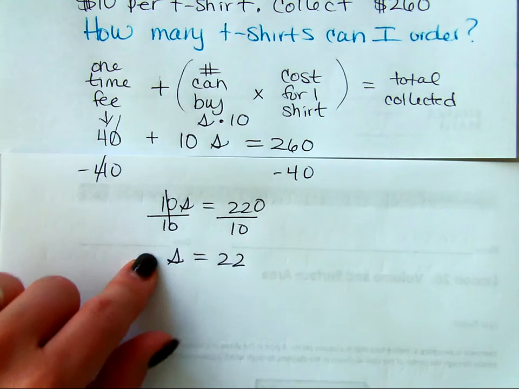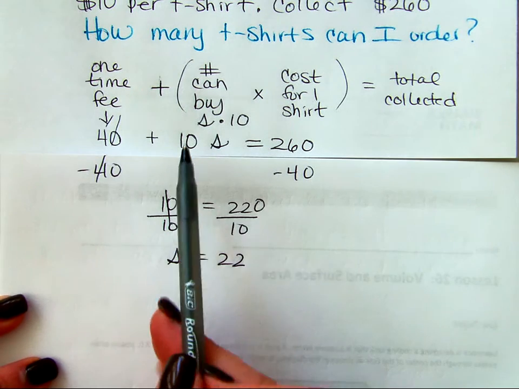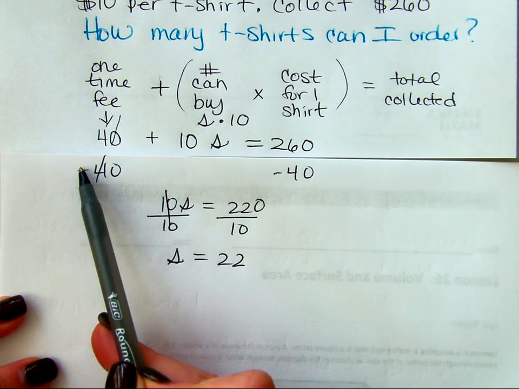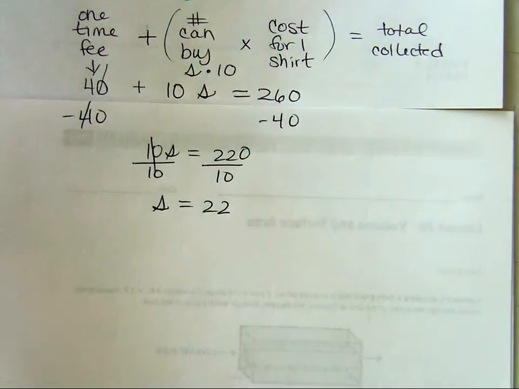S is how many shirts I can order. I can order 22 shirts. How do you check yourself? You put 22 back in for S. Multiply it by 10, then add 40. Instead of subtract 40 and divide. Got it? Not too bad.